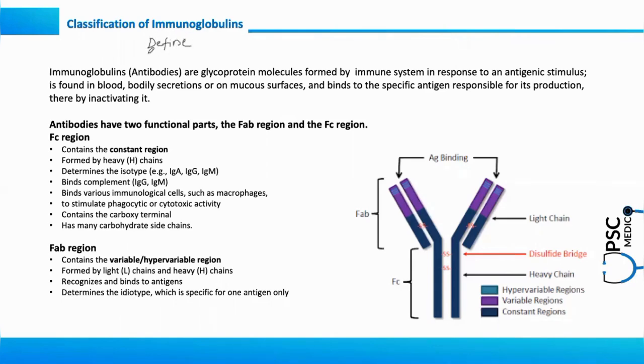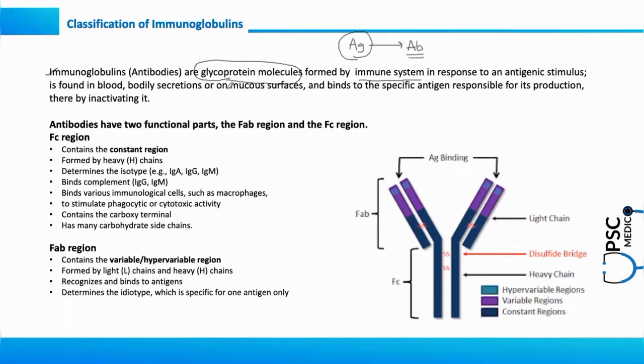Though you have a clear idea about what an immunoglobulin is, to write a definition you need to be thorough with it. So immunoglobulins are glycoprotein molecules. Yes, they are proteins along with a glucose moiety, formed by the immune system in response to antigenic stimulation. So antigenic stimulus is required for antibody production.